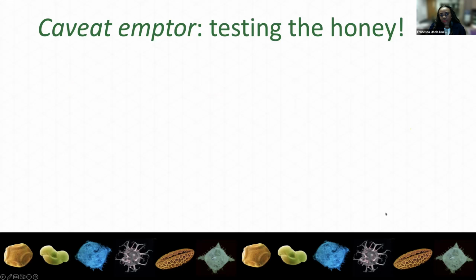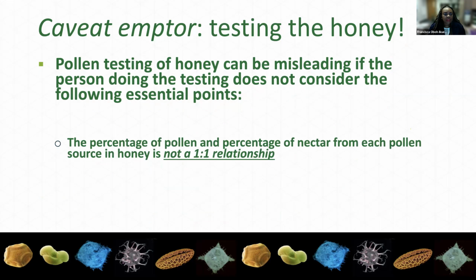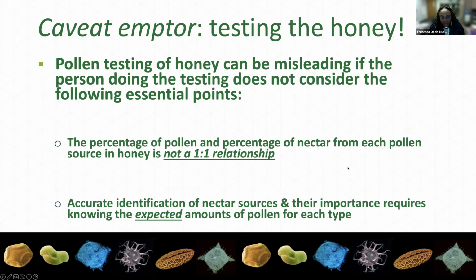But we have to take this with a grain of salt. When you are testing the honey, it can be misleading if the person doing the testing does not consider that the percentage of the pollen and the percentage of the nectar from each pollen source in honey is not a one-to-one relationship, because this is one of the major errors found in this type of study. So the accurate identification of both the nectar sources and their importance requires knowing the expected amounts of pollen for each type.